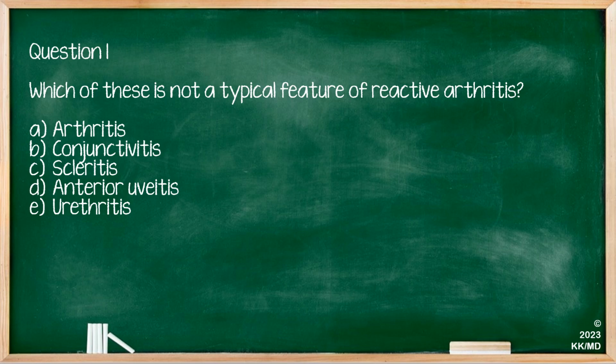From the mnemonic that I mentioned to you earlier, you will recall that the classic triad of Reiter syndrome, which involves reactive arthritis, is arthritis, urethritis, and also conjunctivitis. And if you remember correctly, you will recall that scleritis is not a typical feature of reactive arthritis.